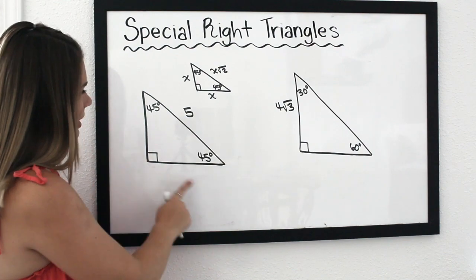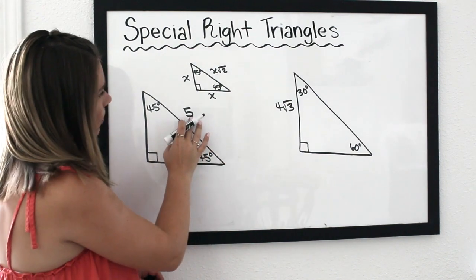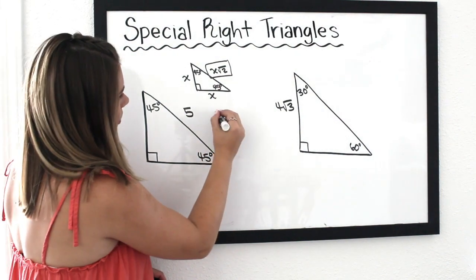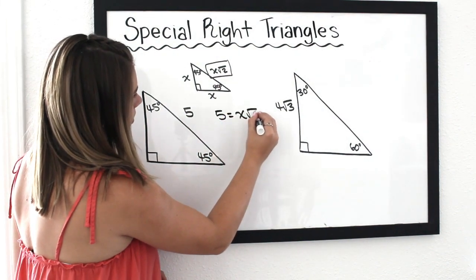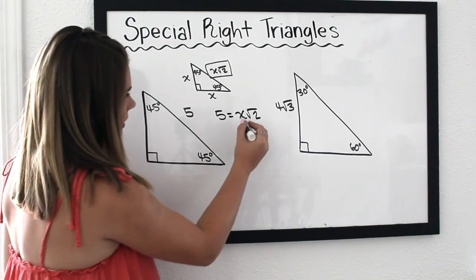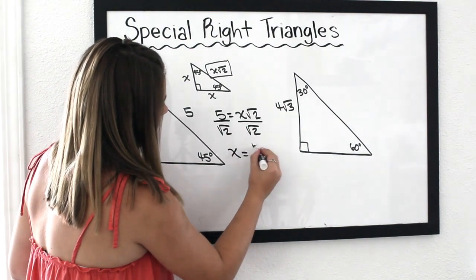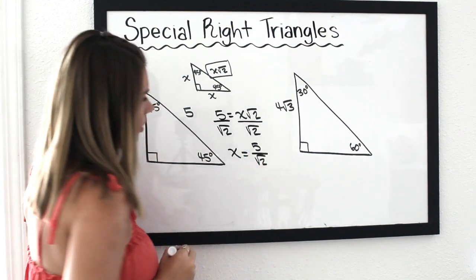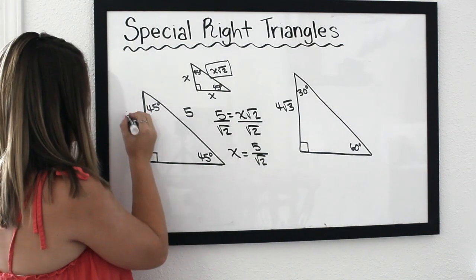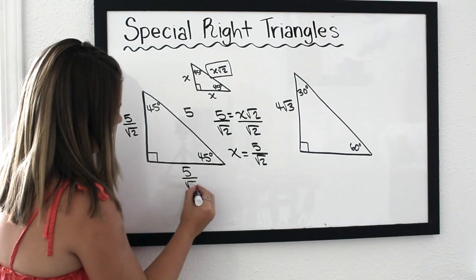Okay, so for this one, I need to find my x's, in other words, the length of my legs. And to do that, well, I know that 5, which is the length of my hypotenuse, is equal to x root 2. Well, x, and then it's times root 2. To undo that, I just divide. So x equals 5 over root 2. Okay, so that means the length of my legs for this one is 5 over root 2 and 5 over root 2.